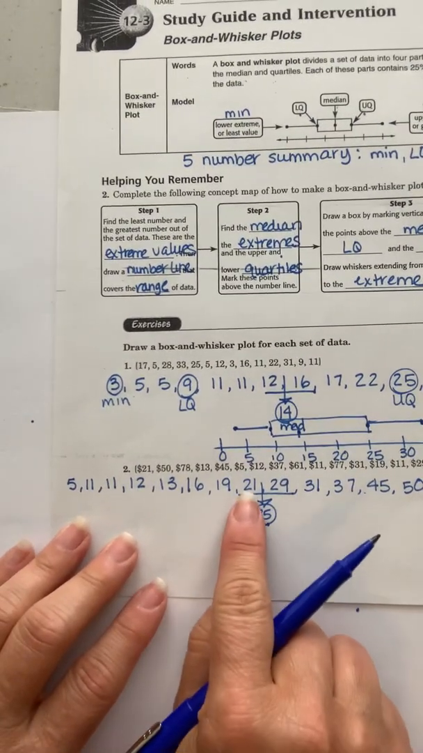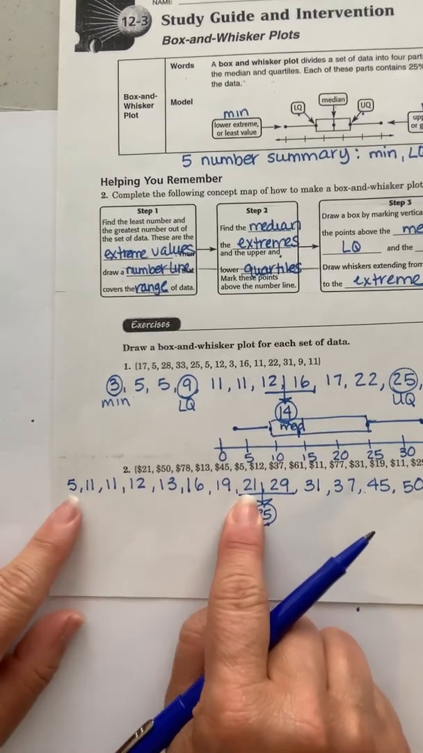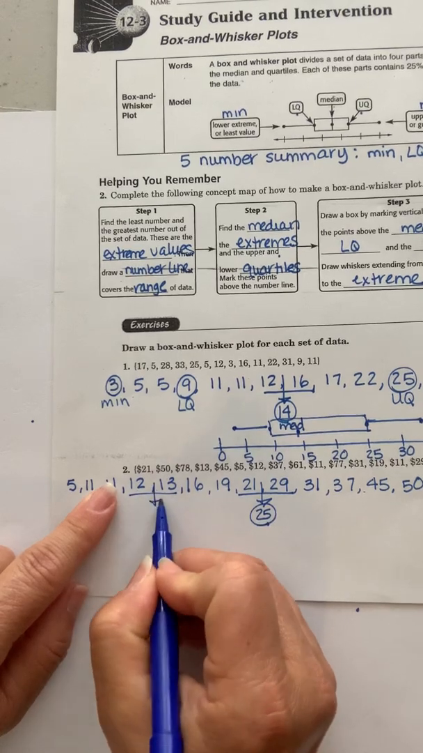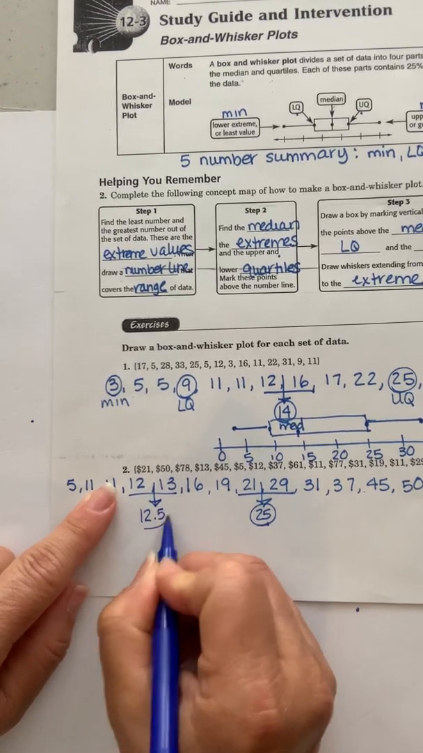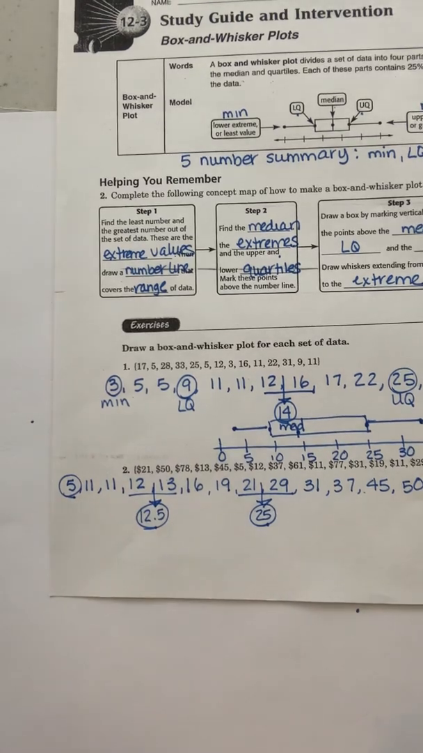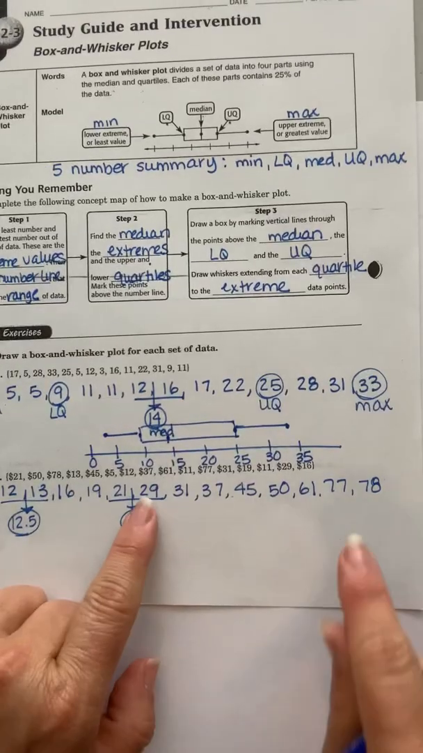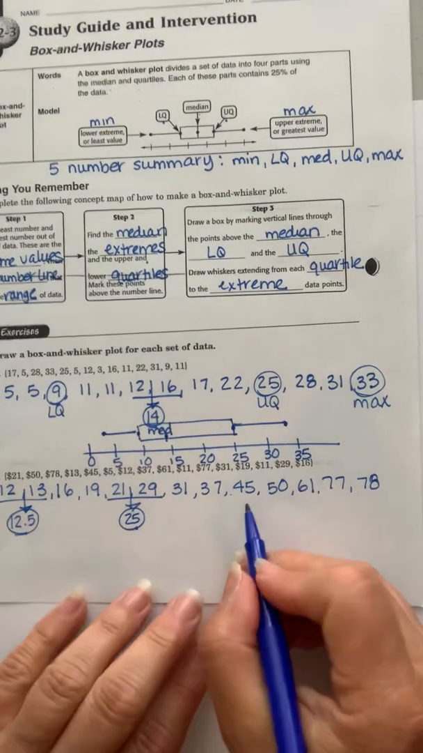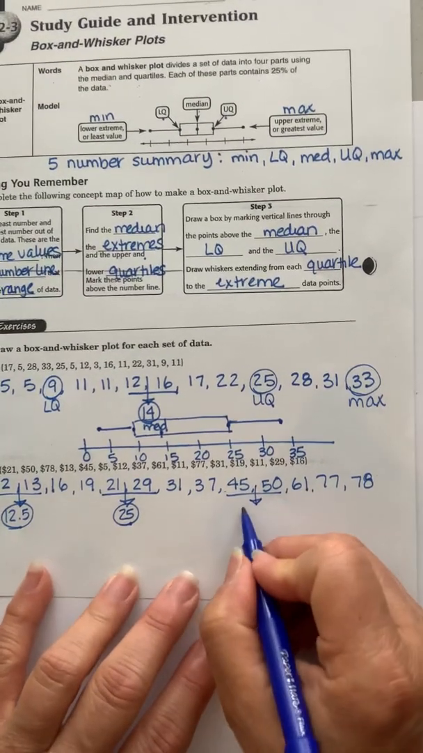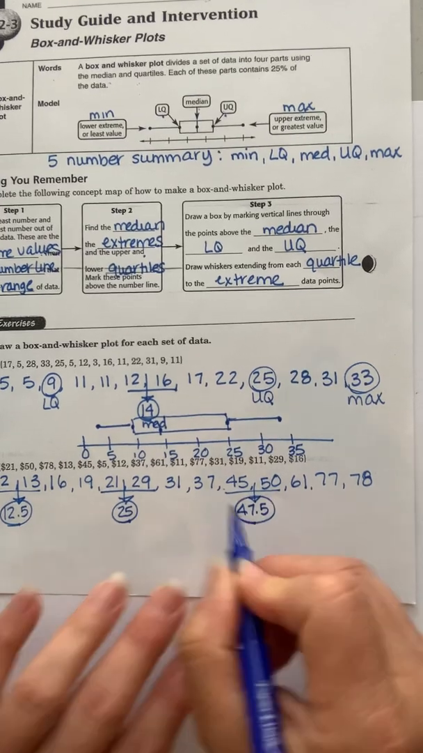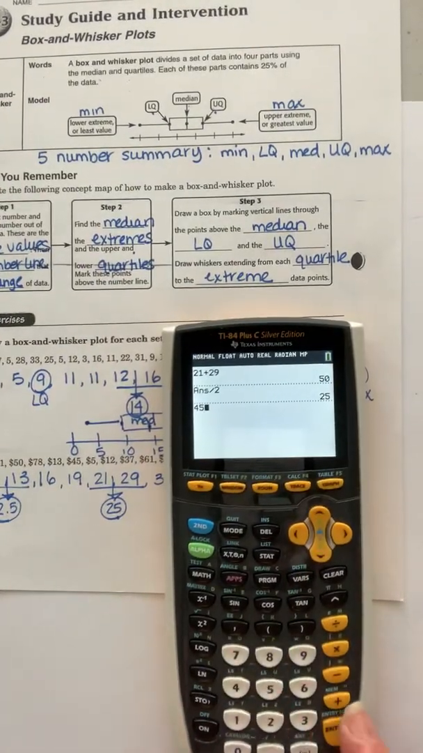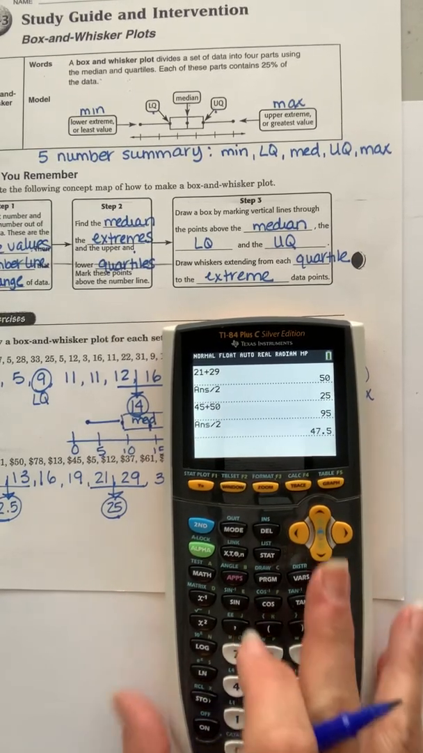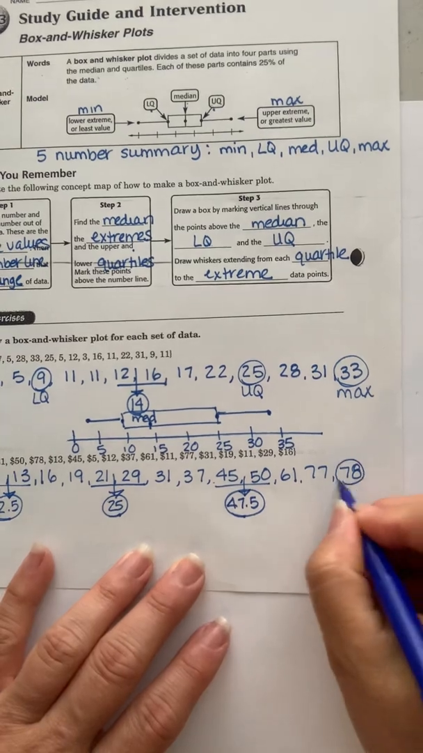So that means the lower quartile starts directly to the left of the circle number. Count 1, 2, 3. There's 2 middles here, so 12.5 would be my lower quartile. There's my minimum at 5. Start counting directly to the right of the circle number. 1, 2, 3. Here's halfway between those two, so 47.5, because I would go 45 plus 50 equals 95 divided by 2, 47.5, and then there's my maximum.